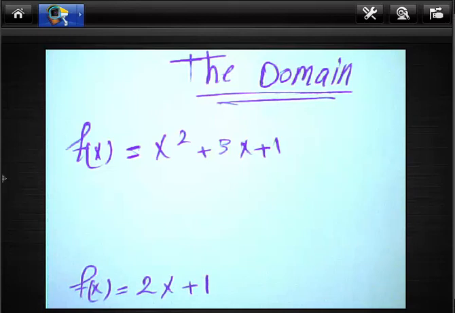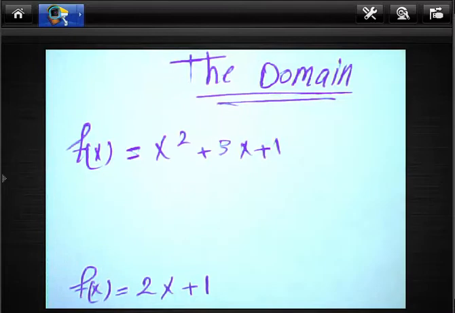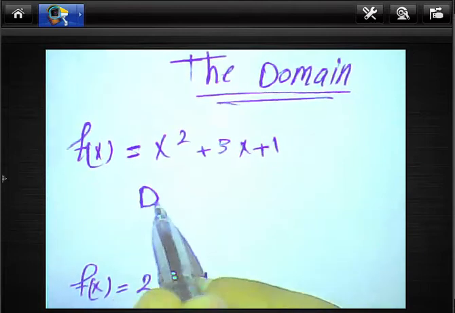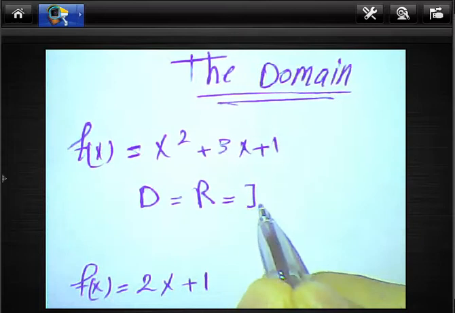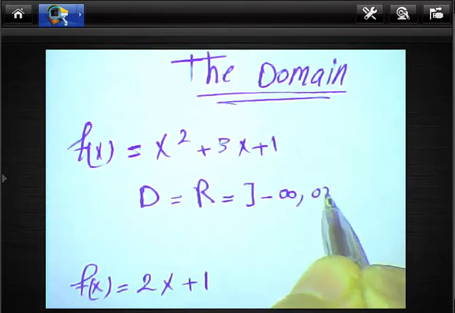Today we are going to talk about an important math concept called the domain. We can find the domain of this function: f of x equals x power 2 plus 3x plus 1. The domain will be R, or we can write it in interval form, from negative infinity to infinity.